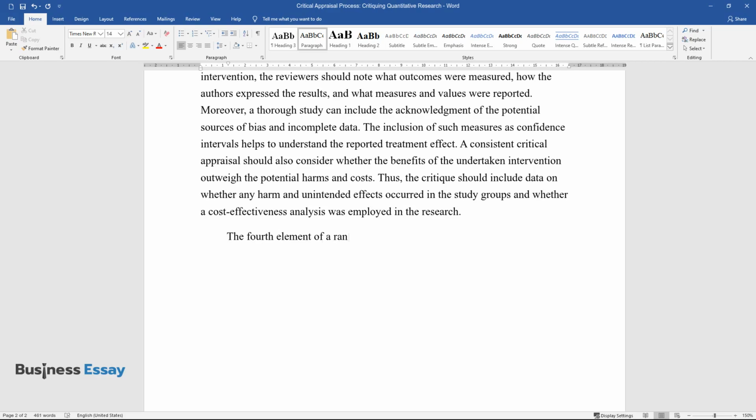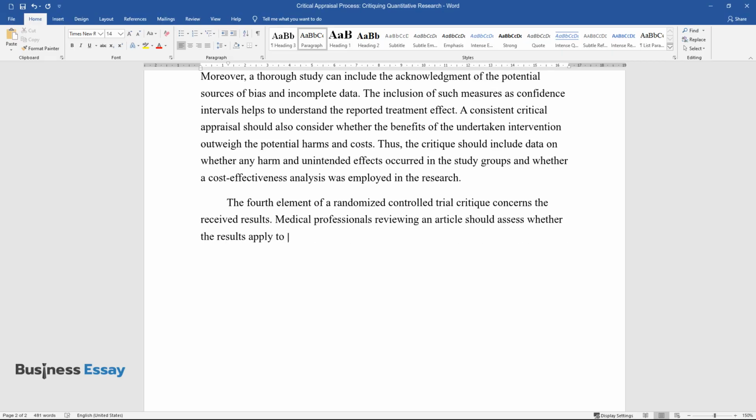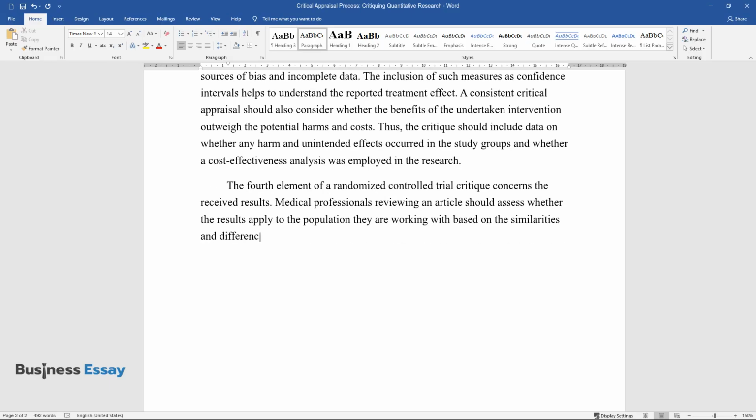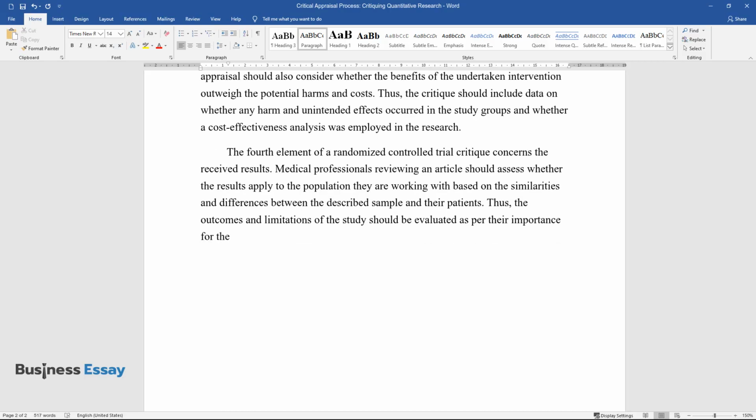The fourth element of a randomized controlled trial critique concerns the received results. Medical professionals reviewing an article should assess whether the results apply to the population they are working with based on the similarities and differences between the described sample and their patients. Thus, the outcomes and limitations of the study should be evaluated as per their importance for the given clients.